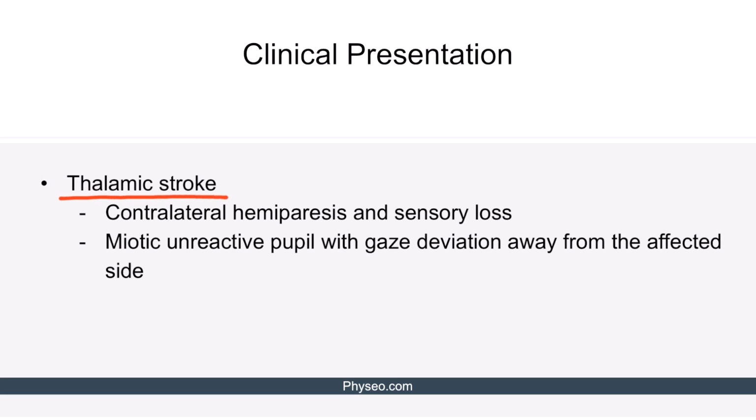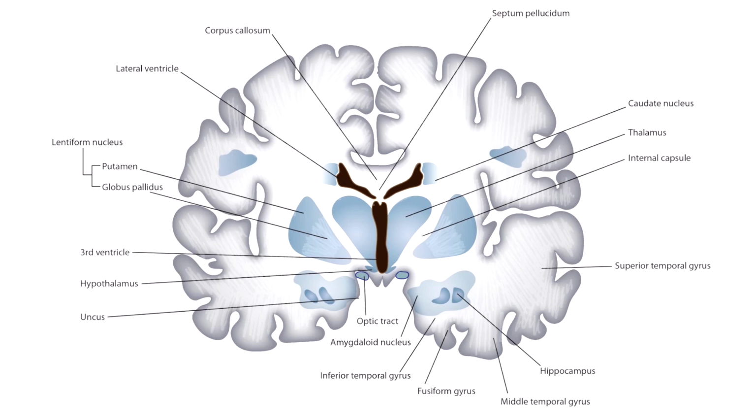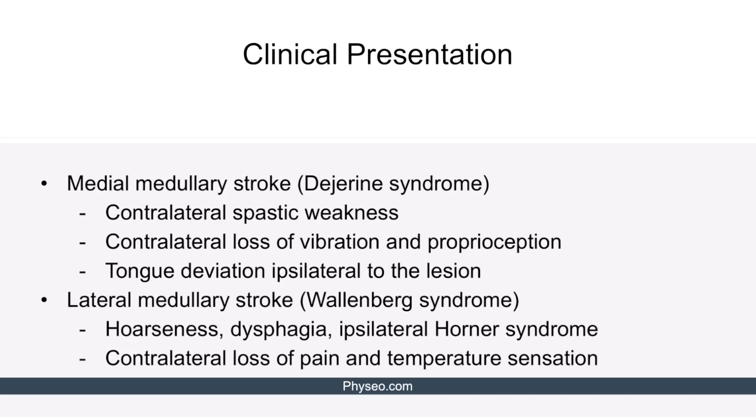A thalamic stroke is characterized by contralateral hemiparesis and sensory loss due to damage of the ventrolateral and ventroposterolateral nuclei, respectively. Here we see the visual representation of the deep brain structures. As we discussed in previous slides, lacunar stroke commonly affects the different parts of the internal capsule. On the other hand, thalamic stroke, as the name implies, damages the thalamus. We will now discuss the medullary strokes.